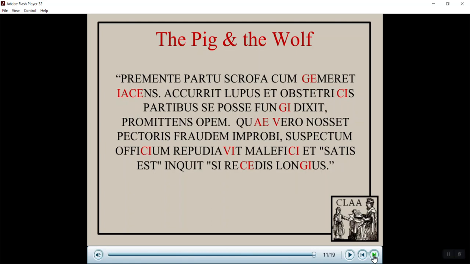Remember, your job is simply to read the Latin syllables correctly. Of course, you don't know what these words mean yet. You haven't studied grammar. In the next slide, we'll read this fable in English and discuss some questions, just like we did before.